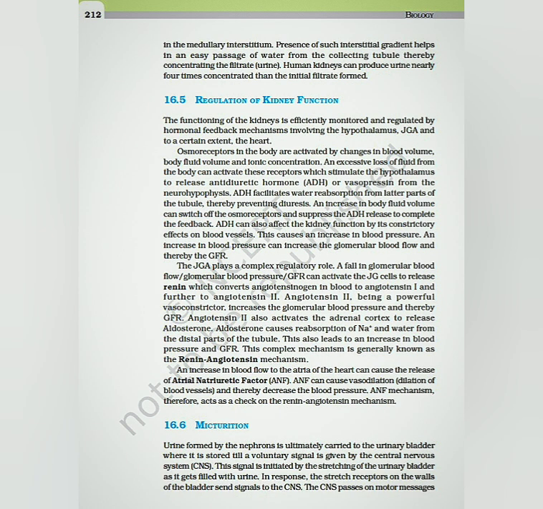Regulation of kidney function. Functioning of the kidney is efficiently monitored and regulated by the hormonal feedback mechanism involving the hypothalamus, JGA, and to a certain extent the heart. Osmoreceptors in the body are activated by changes in blood volume, body fluid volume, and ionic concentration. Excessive loss of fluid from the body can activate these receptors and stimulate the hypothalamus to release antidiuretic hormone, ADH or vasopressin, from the neurohypophysis. ADH facilitates water reabsorption from the latter part of the tubule, thereby preventing diuresis. An increase in body fluid volume can switch off the osmoreceptors and suppress the ADH release to complete the feedback.